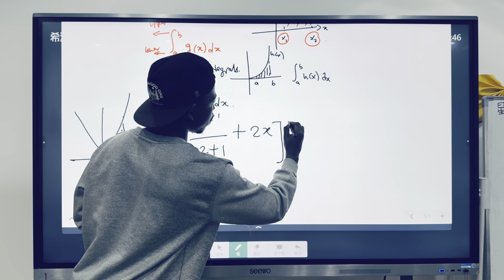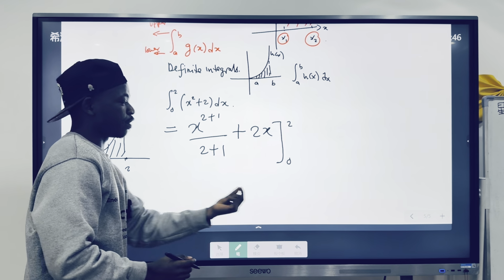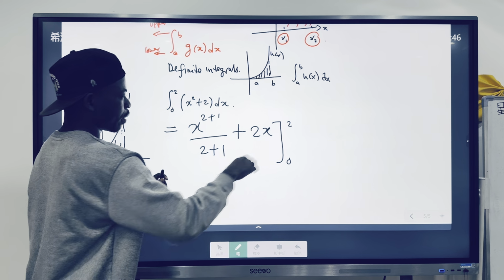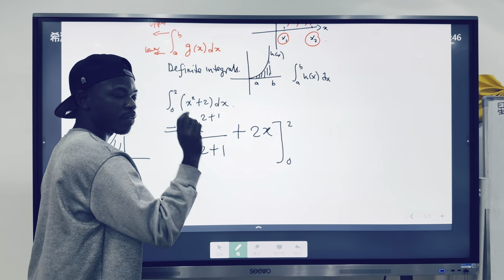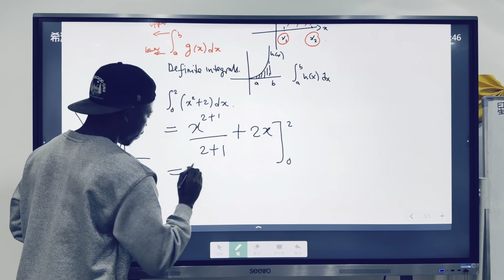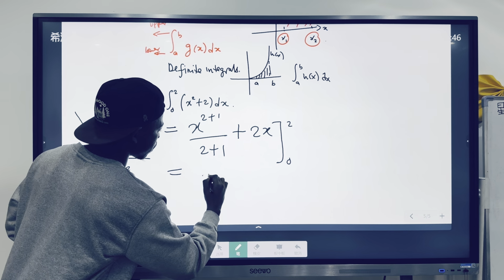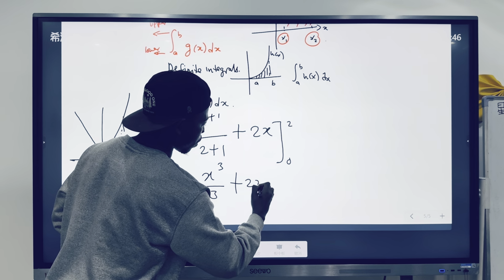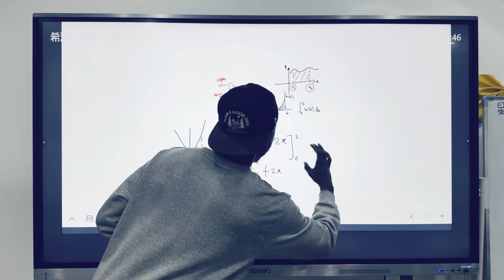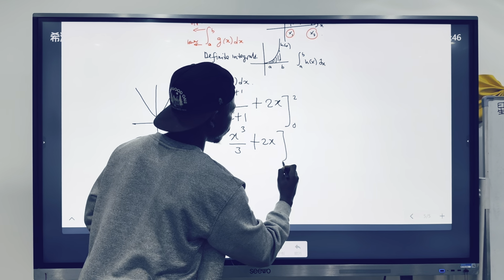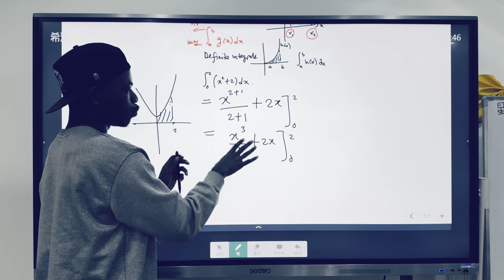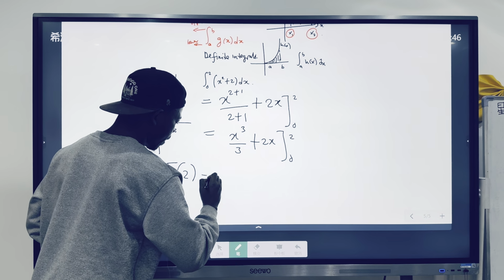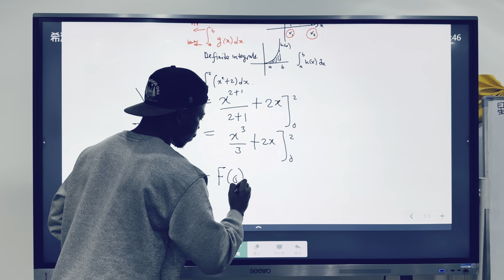Then from 0 to 2, okay? So you're integrating from 0 to 2. That is what makes it a definite integral, because we are finding the definite value here, finding the area. So this one becomes x to the power 3 over 3, then plus 2x. Then what do we do with the limits? 0 to 2. What you do with the limits, you say f of 2 minus f of 0.